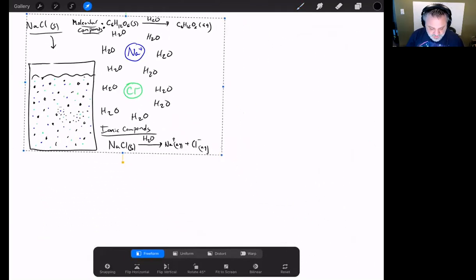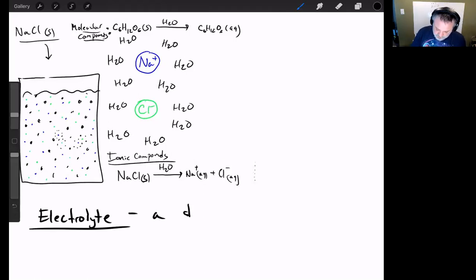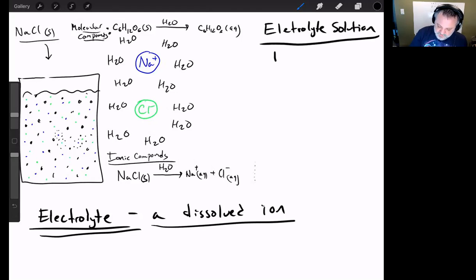When it comes to the word electrolyte, all we mean is a dissolved ion. If we think about it, electro seems to have something to do with electricity. Well, ultimately, really, it just means charge, right? So an electrolyte is a dissolved ion, an ion that has become surrounded by solvent molecules. So what is an electrolyte solution? Well, it's simply a solution made with ionic compounds.